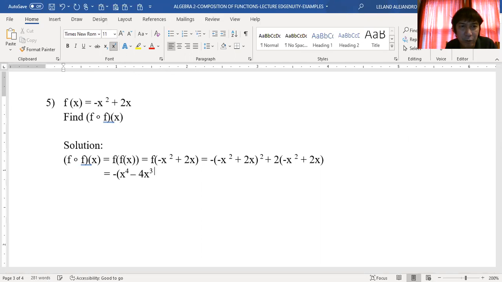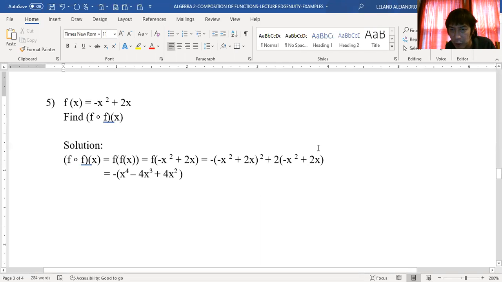All right, after that, we're going to continue. We are going to square the second term. That means 4x squared. So we have here a positive 4x squared. And then we will have the parenthesis. Now we are in this part. This will now be multiplication. This will be 2 times negative x squared. That is just negative 2x squared. So this is negative 2x squared.